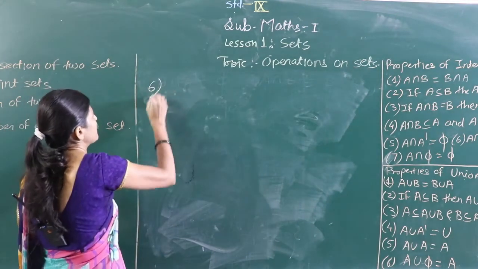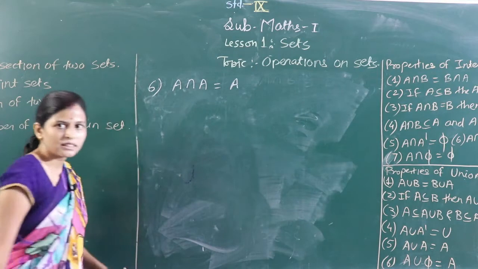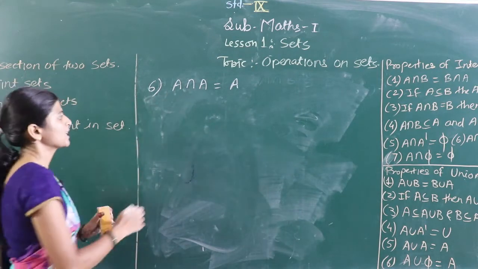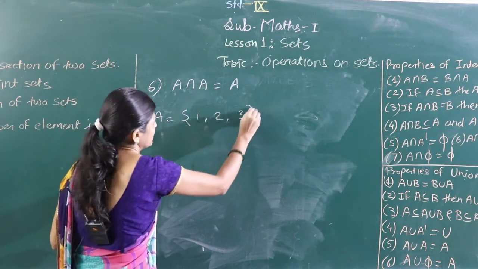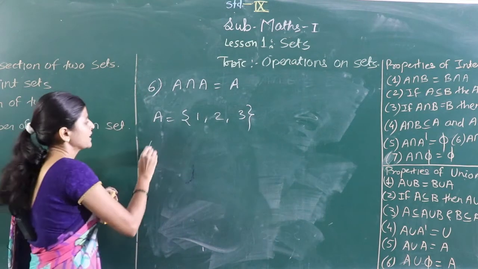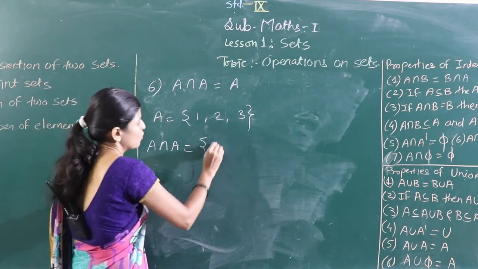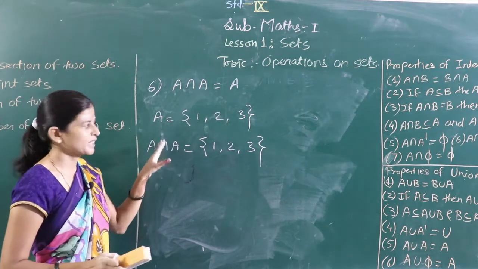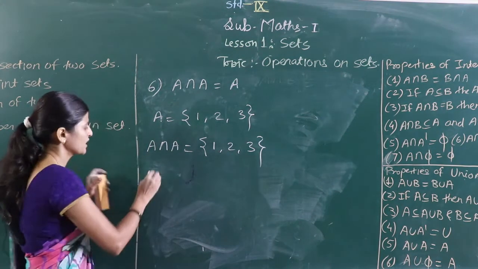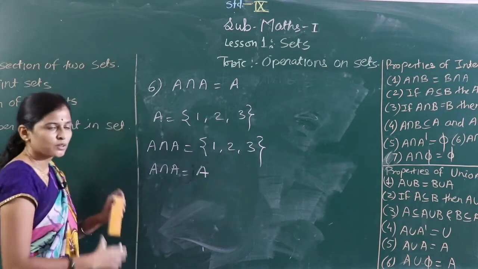Property 6th is A intersection A equal to A. A intersection A is nothing but set A. Suppose we consider a set A equal to 1, 2, 3. Then what is A intersection A? A intersection A means common in set A, that is 1, 2, 3. Common in A and A means both the sets have the same elements, that is 1, 2, 3. So we get A intersection A equal to A.